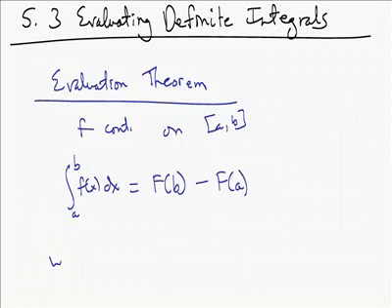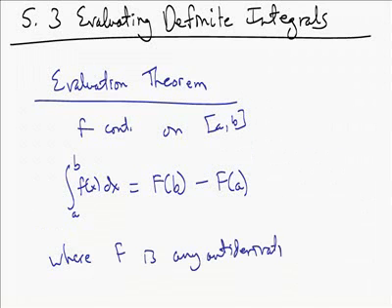And all that capital F has to be is an antiderivative. It doesn't matter which antiderivative, it can be any antiderivative. This is really quite amazing, where F is any antiderivative of f, which is to say F prime is equal to f. So this is going to make our lives a heck of a lot easier if we can find an antiderivative for the function that we're integrating.